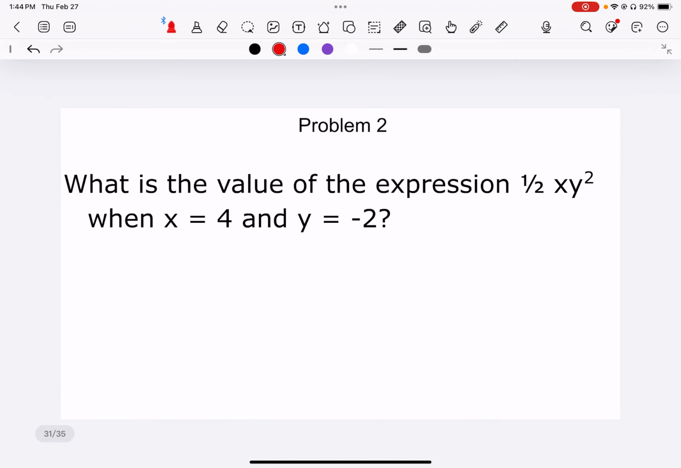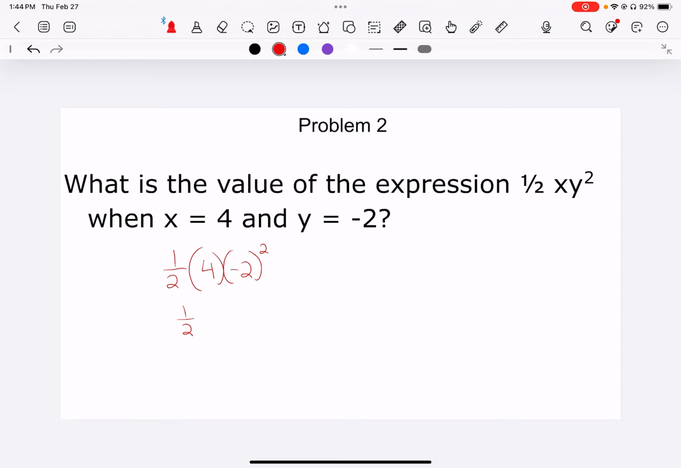What's the value of the expression 1/2 xy squared when x is 4 and y is -2? I'm going to start by substituting. So I have 1/2, 4, and then parentheses, -2 squared. It's always good to use parentheses when you're substituting to make sure you're keeping the negative.